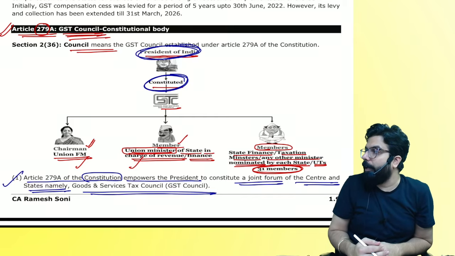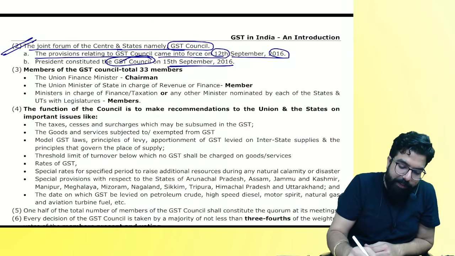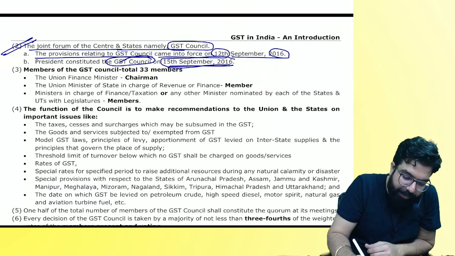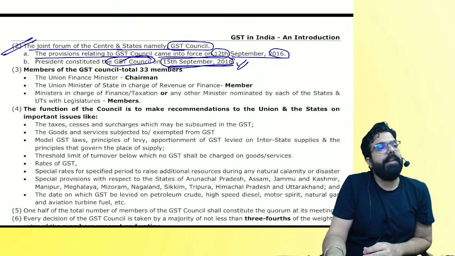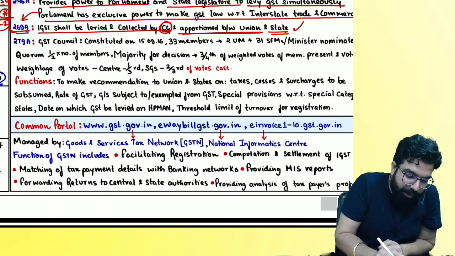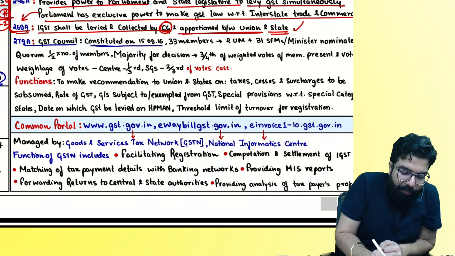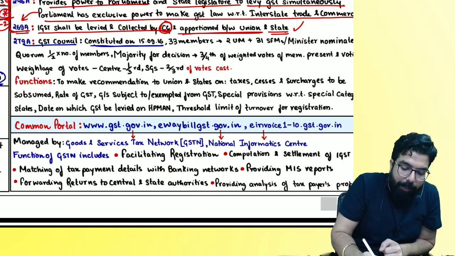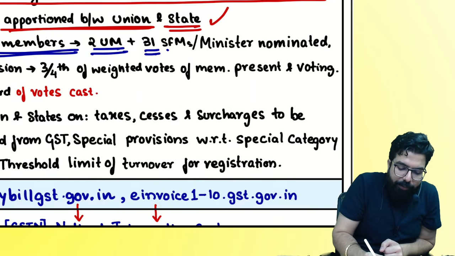Are we all clear till here? Next. If they ask you in the exam who constituted the council: President of India, on what date? 15 September 2016. Everything is written in your chart book. Don't worry about it. GST Council constituted on 15th of September. How many members? Two union members, 31 what? State finance minister or any minister nominated.